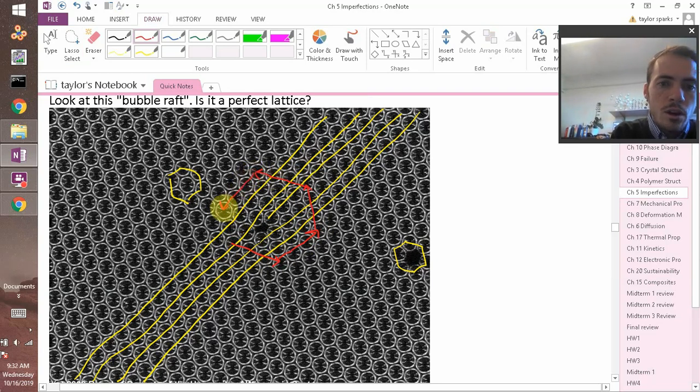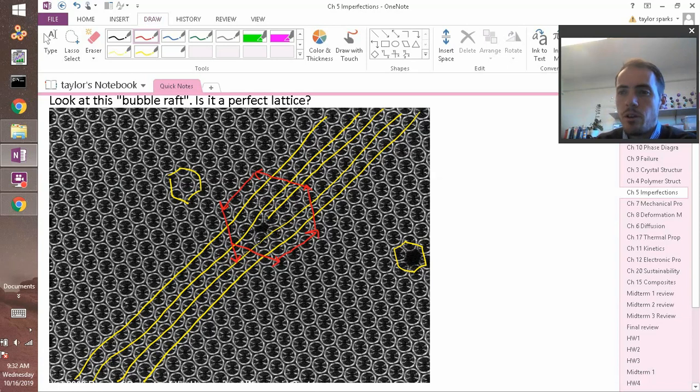1, 2, 3, 1, 2, 3. And then take a look at this. If I go 1, 2, 3, I don't end where I started, right? I don't end up where I started. That is a telltale sign that you have a dislocation. When you did a circuit around it, you find that you don't end where you started.